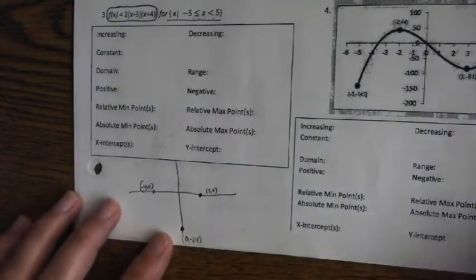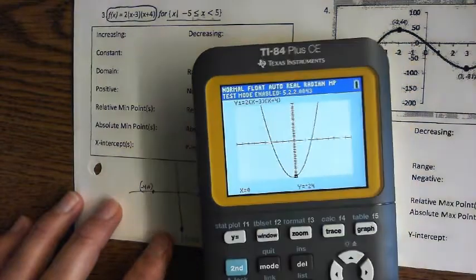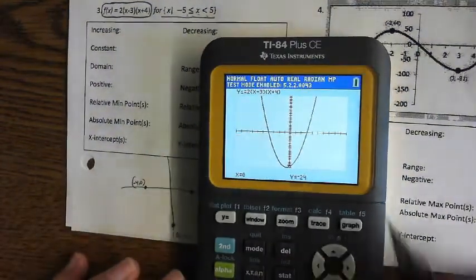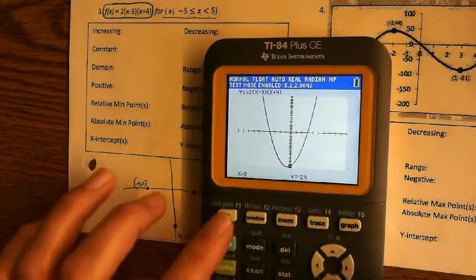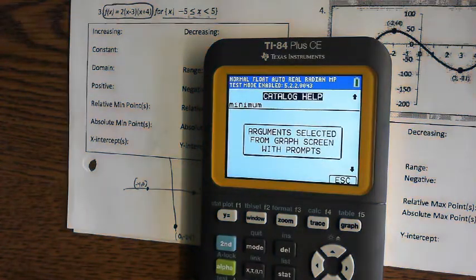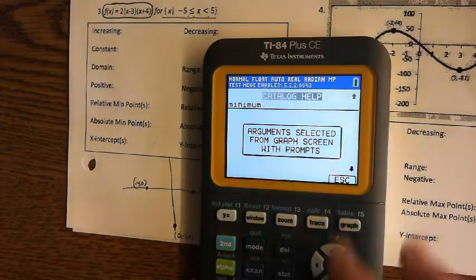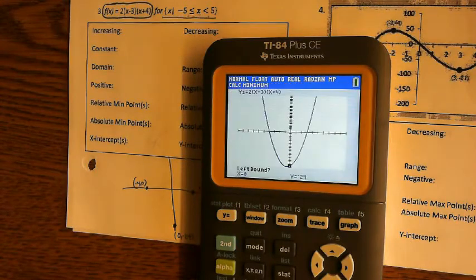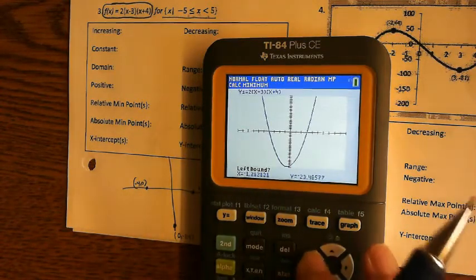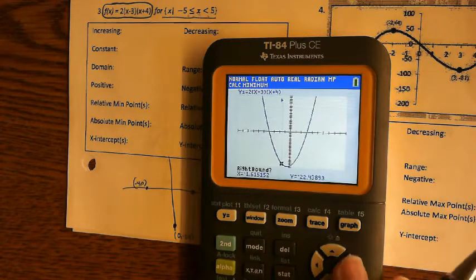We also said we really, really, really want the minimum, right? That's a critical point because it's going from decreasing to increasing. So second trace, scroll down to minimum. Uh-oh, I accidentally hit a bad button. Minimum, enter. So get my cursor left bound. So get my cursor to the left of the minimum, there. Get my cursor to the right of the minimum, there.